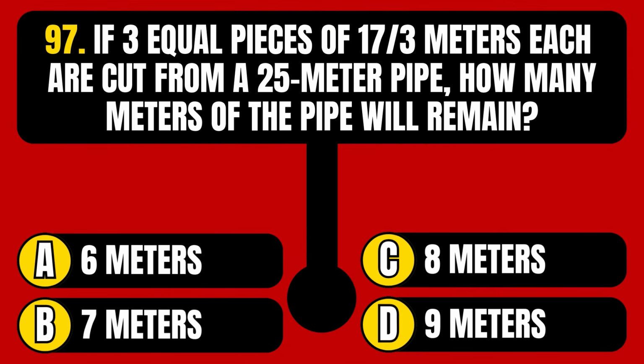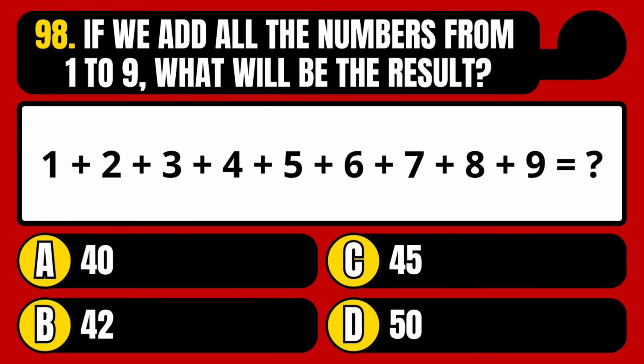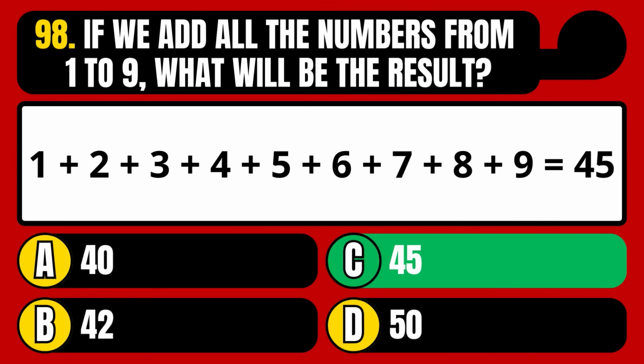If 3 equal pieces of 17/3 meters each are cut from a 25-meter pipe, how many meters of the pipe will remain? 6 meters, 7 meters, 8 meters, or 9 meters? The correct answer is option C, 8 meters. If we add all the numbers from 1 to 9, what will be the result? 40, 42, 45, or 50? The correct answer is option C, 45.